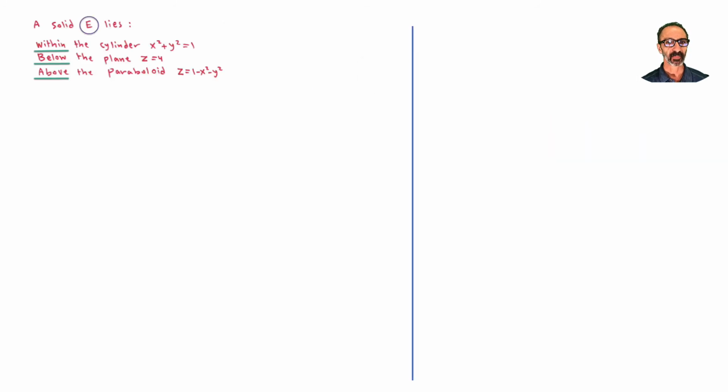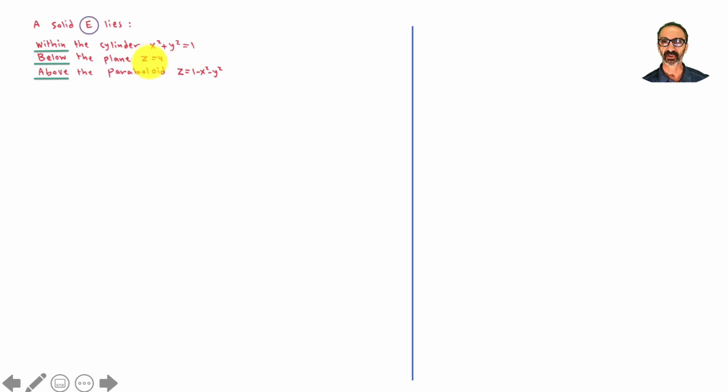Alright, here's an example. A solid E lies within the cylinder x squared plus y squared equals 1, below the horizontal plane z equals 4, above the paraboloid z equals 1 minus x squared minus y squared. That cylinder is so clear. If you don't see 3 dimensions, it's a circle with radius 1 in the xy plane.